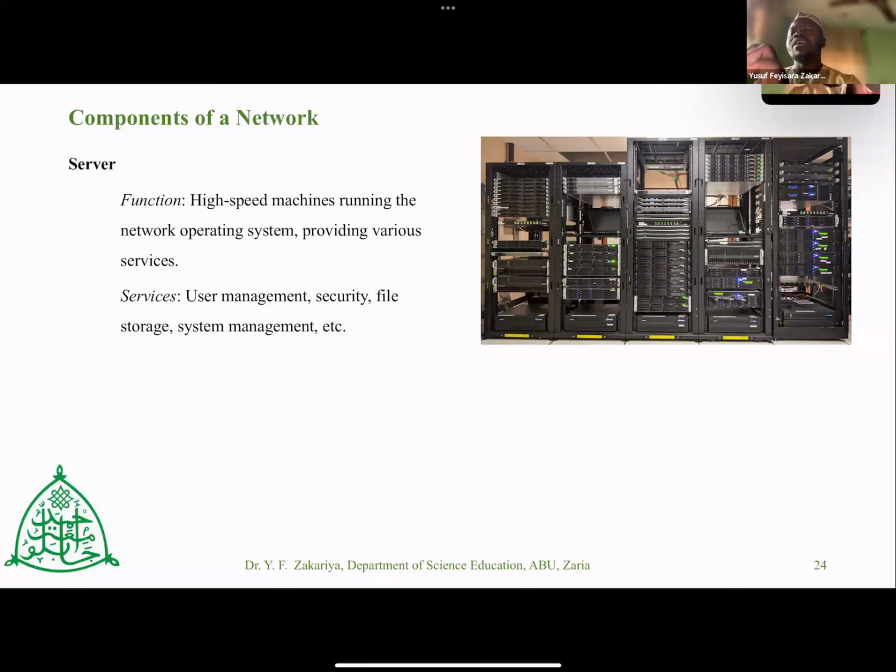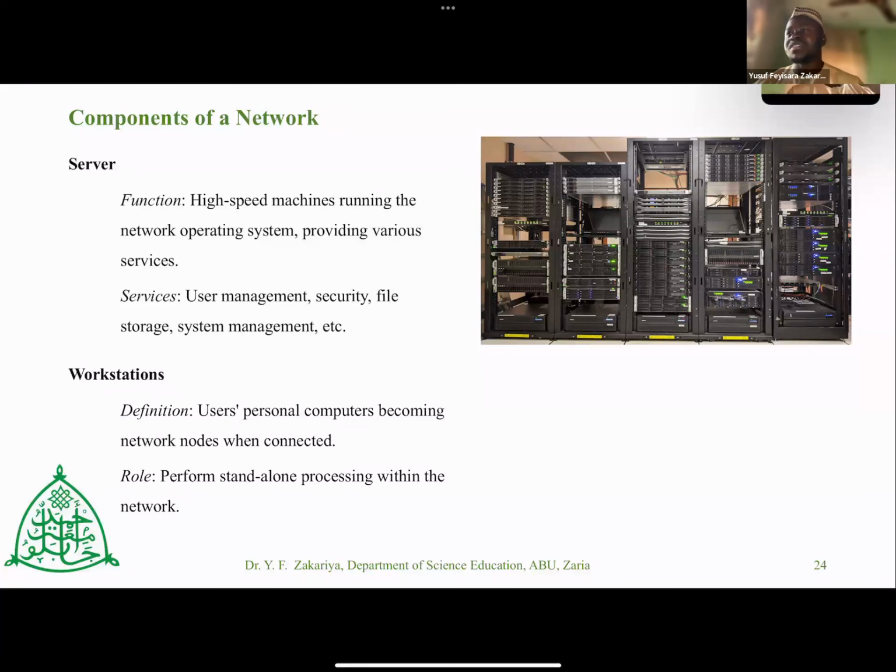All right. So this is how a server looks like. Just some computers stacked together to provide what? High speed, user management, security, file storage, and system management. This is one of the most important components of a network.